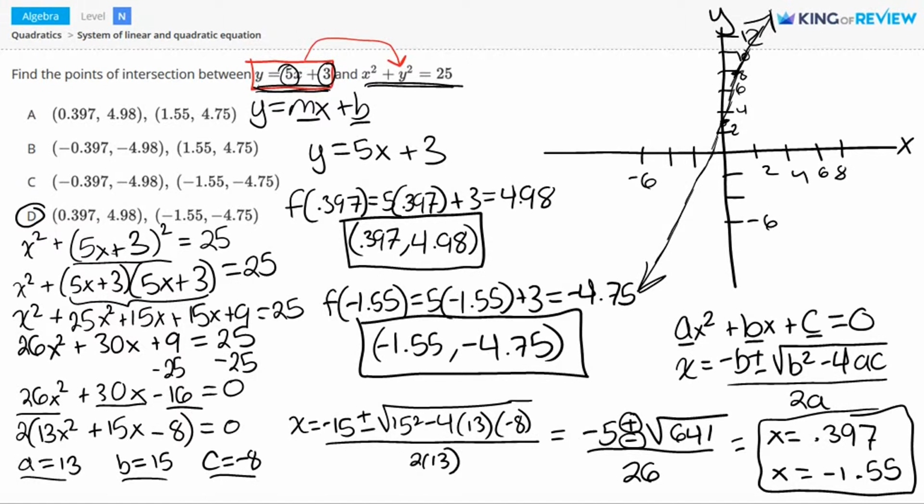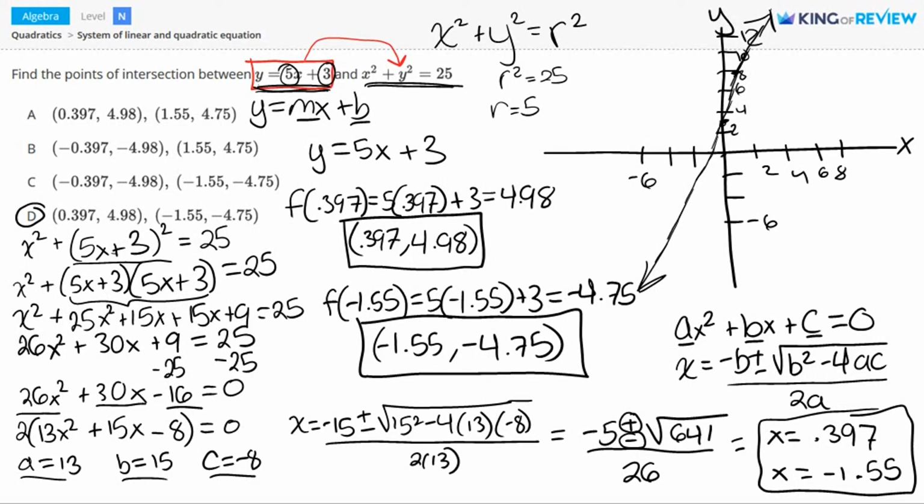And now let's look at the second equation. We know that the second equation is a circle because it's in the form x squared plus y squared equals r squared, where r is the radius of the circle. When we have an equation like this, we know that the center of the circle is at the origin, which is right here, and we can find what the radius is. If r squared equals 25, then we know that the radius equals 5. So let's plot this circle.